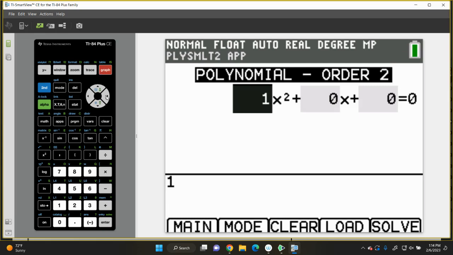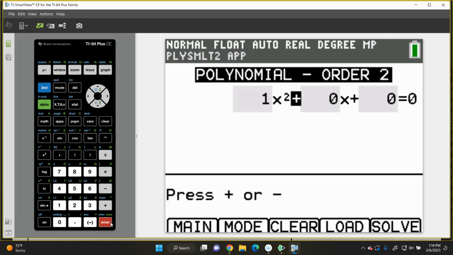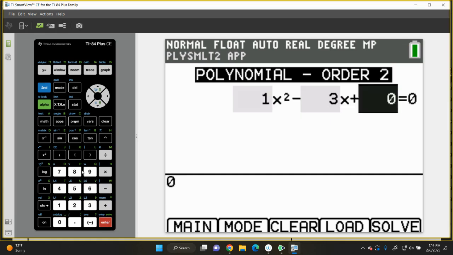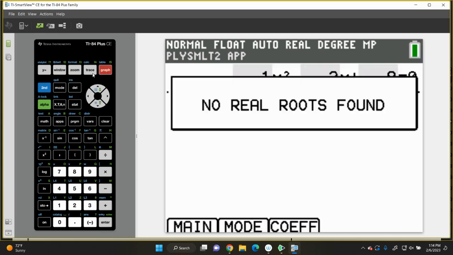And we're going to put in our values. I don't remember what they are now. Let's say x squared minus 3x plus 9. So that's going to be 1. Enter. Minus 3x plus 9. Okay. So we do that, and then we click solve. No real roots. Whoa.